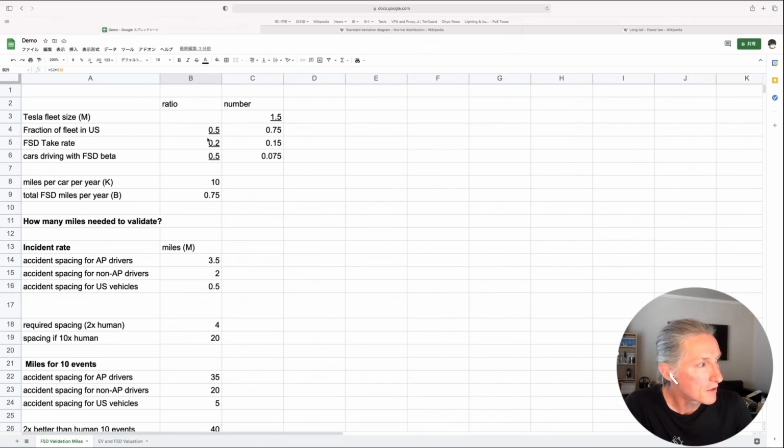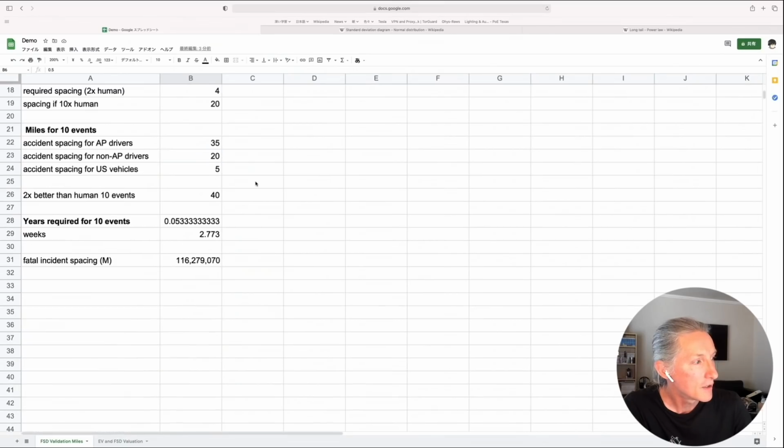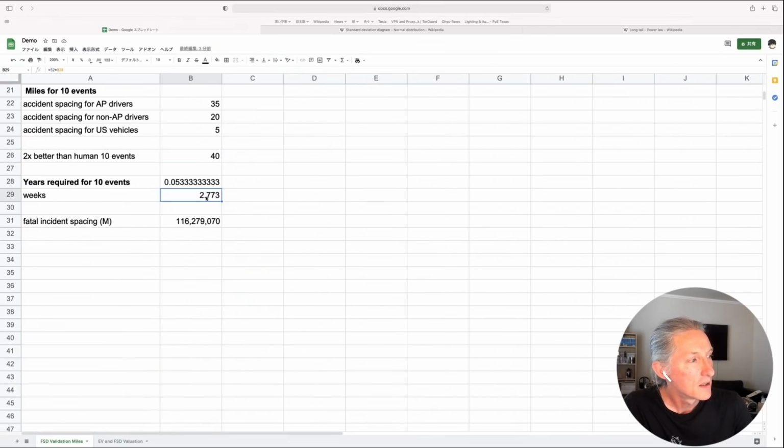So if these numbers are reasonable, and they seem reasonable, they're not way off, then once Tesla pushes FSD out to the people who bought it, and assuming half the people actually use it, every time they roll an update, 2 weeks later they've got good statistics on accident rates. That's what this model is telling us.